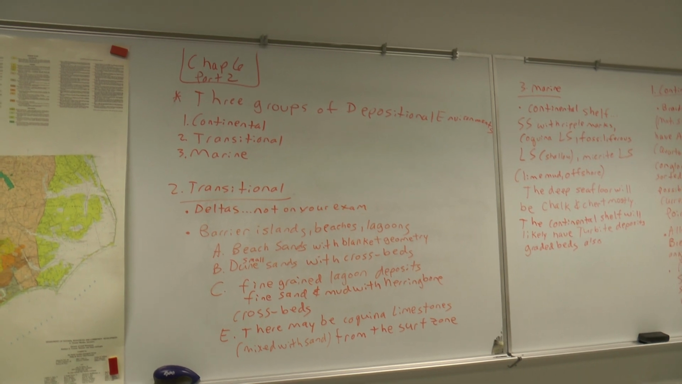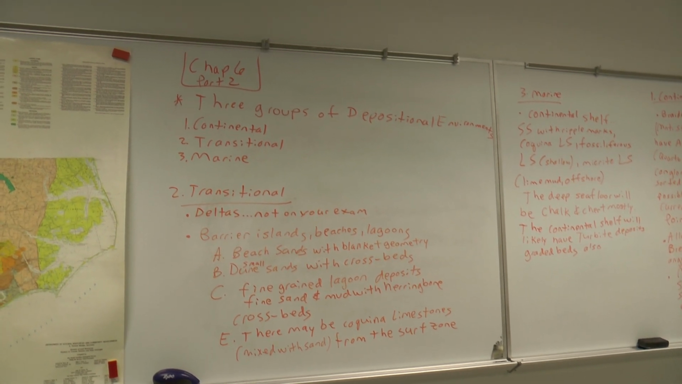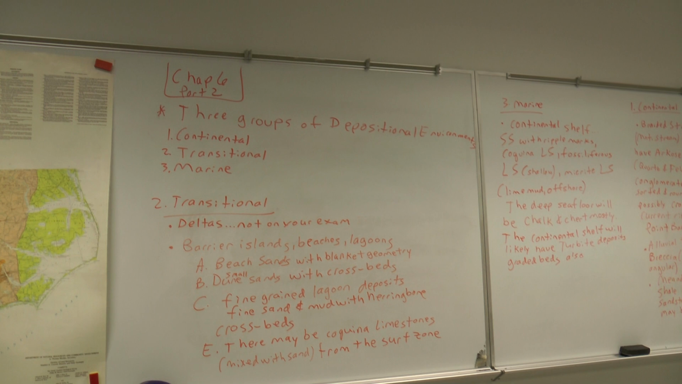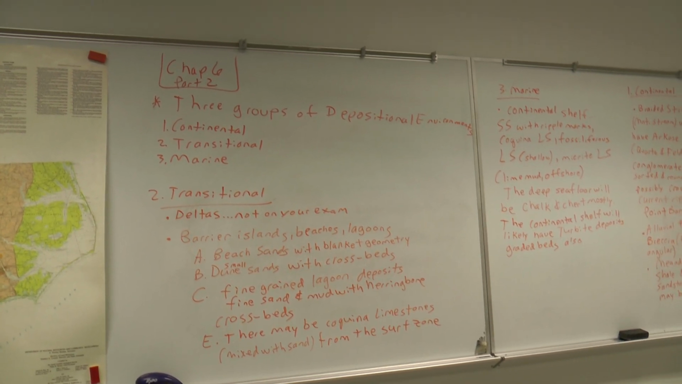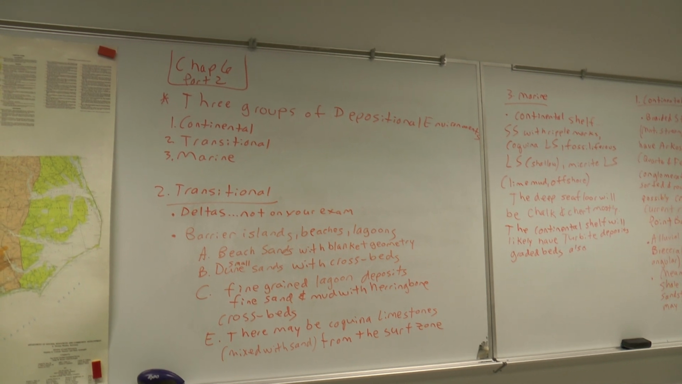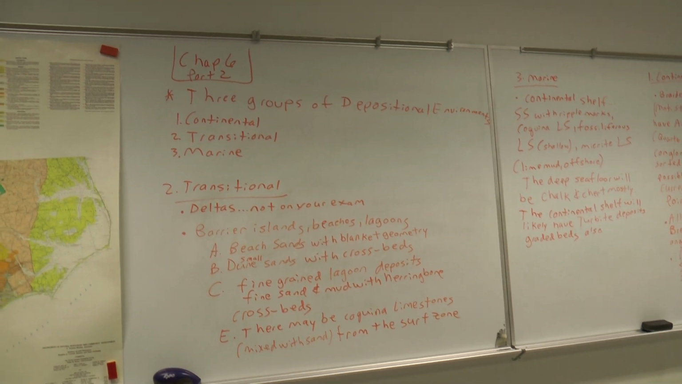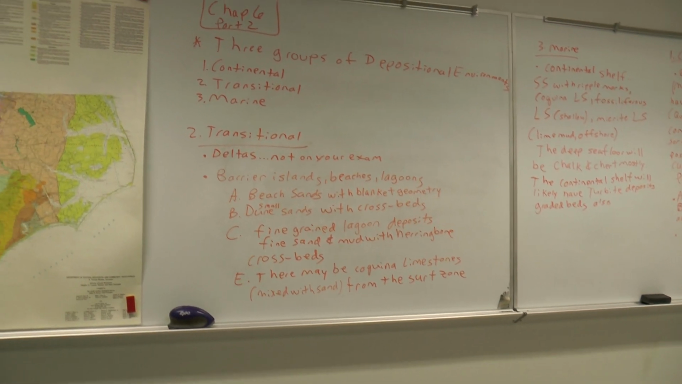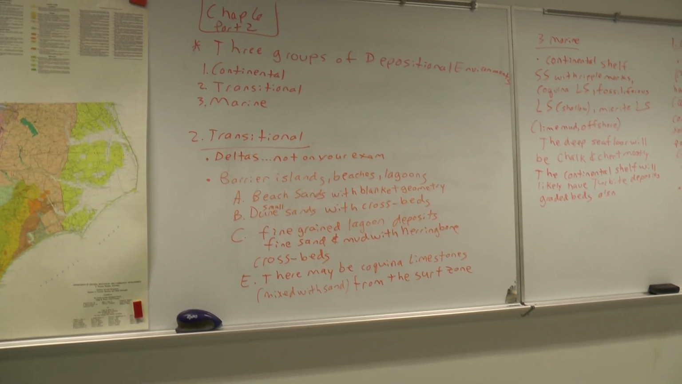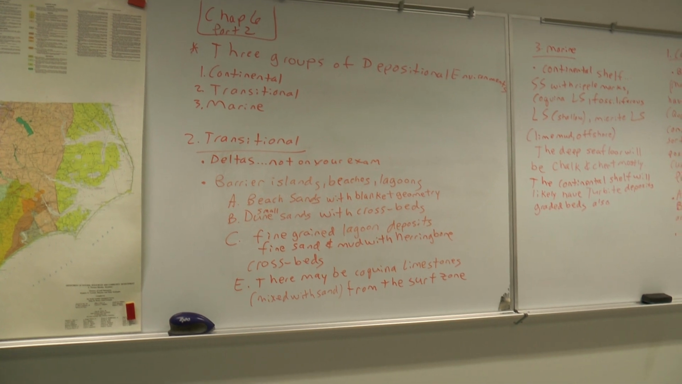So, basically, second half of Chapter 6. 3 groups of depositional environments: continental, marine, and then in between those two, what we call transitional. Notice they are numbered. We're going to go a little bit out of order. I wanted to save continental for last because it's really cool. Anyway, we're going to start with the second one, which is transitional, as in between continental and marine.